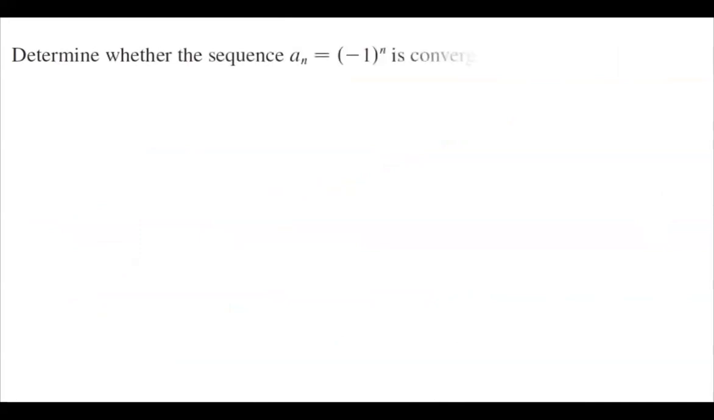What about the following sequence? an is -1 to power n. Is it convergent? Is it divergent? Do you have a unique numerical value as the limit?